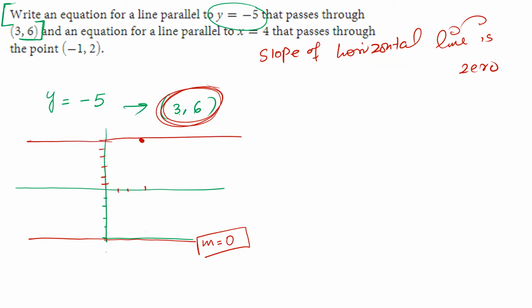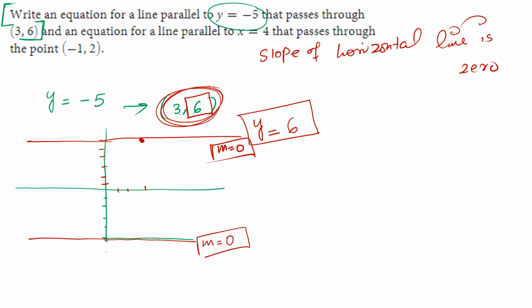So what is the equation of this line? No need to do too many things. Just write y equals, what is the value of y? That is 6. So this is the equation of the line parallel to the line y equals -5, and the slope is 0 for this one. Slope of this line will also be 0.